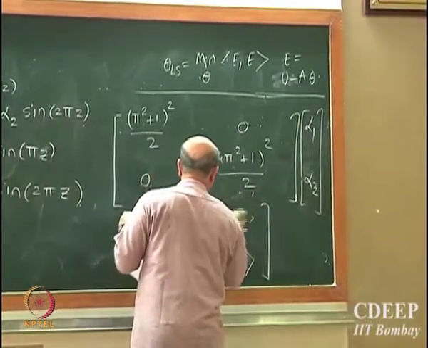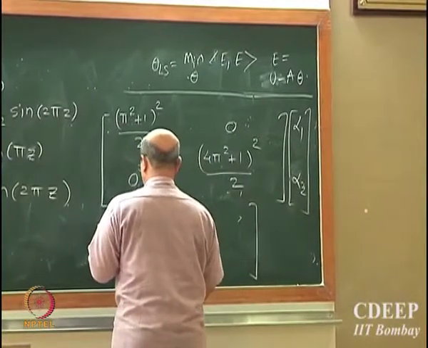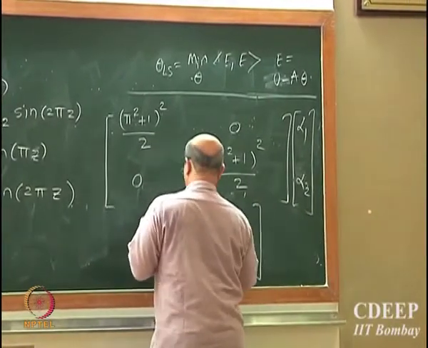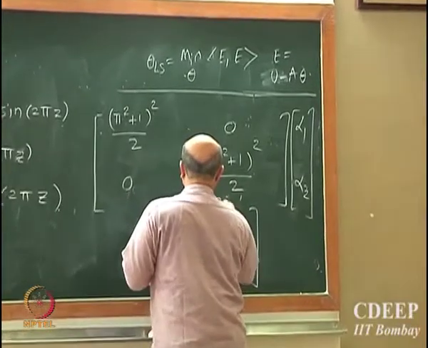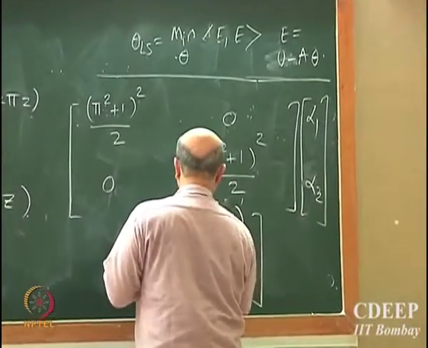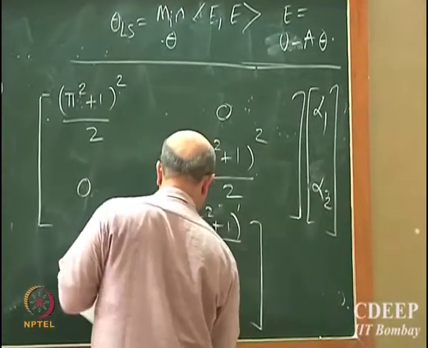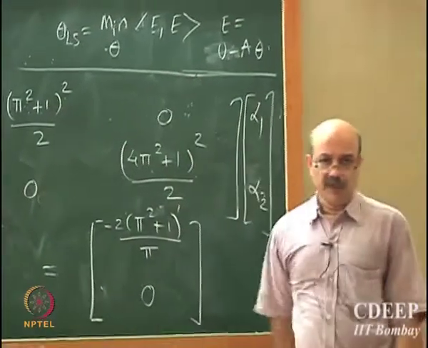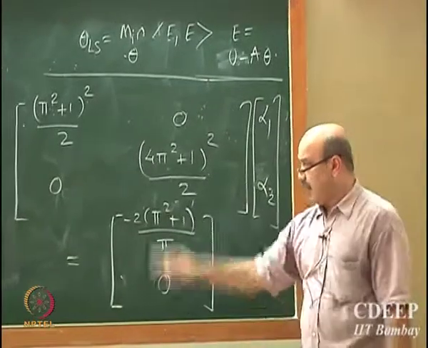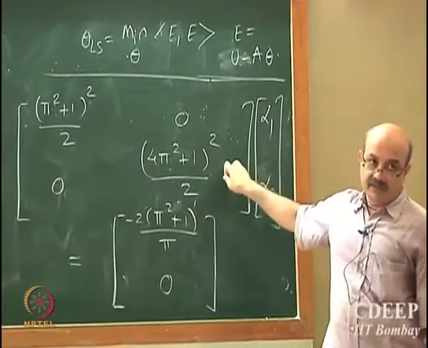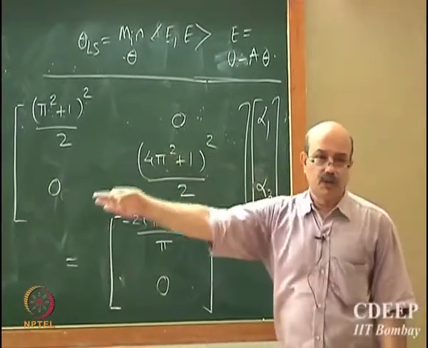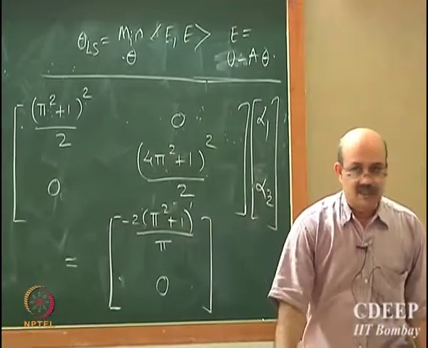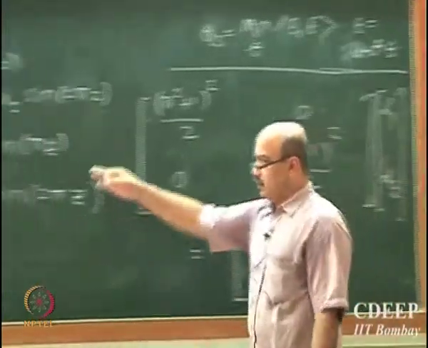Right hand side will turn out to be minus 2 pi square plus 1 by pi and 0. If I do patiently all those four integrals, then I get this equation. I have chosen orthogonal basis functions here.